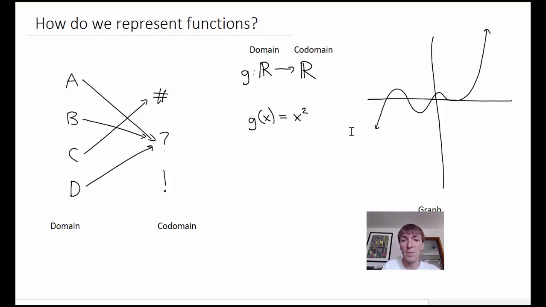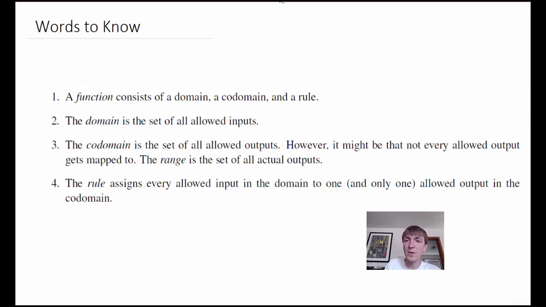So for this function in the middle, I'll let you think about what the range of this function would actually be, what is actually getting mapped to by the square function, because it's not all real numbers. Okay. So that's the difference between the range and the codomain.